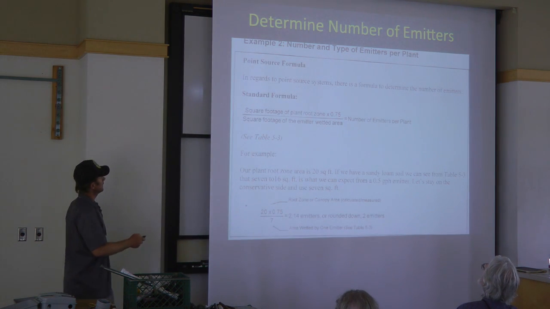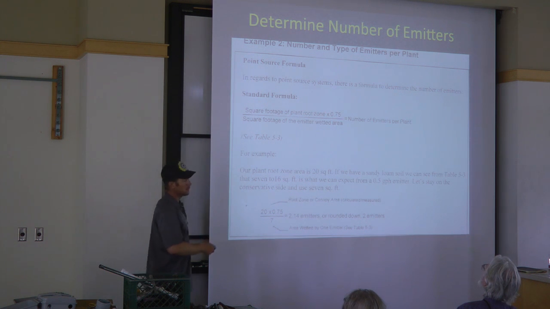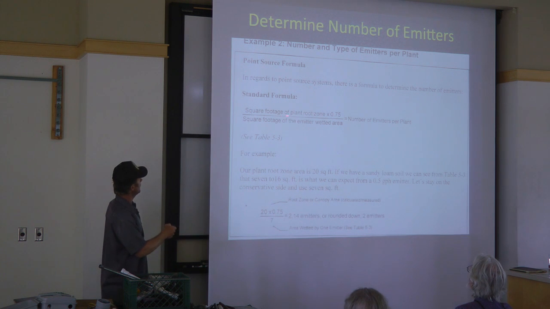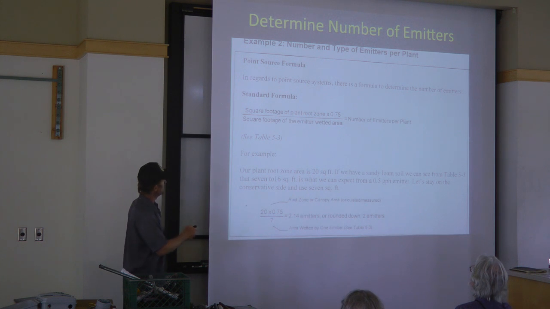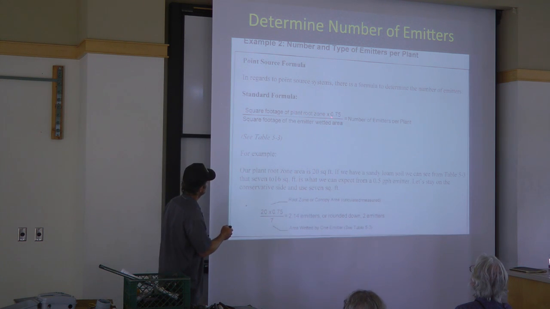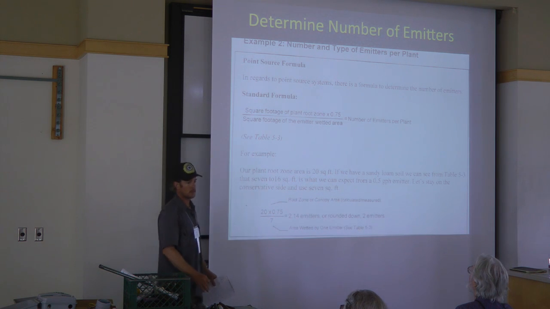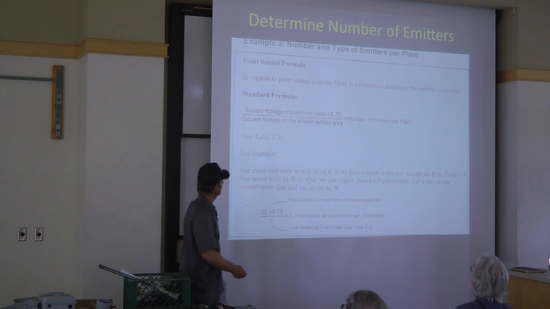How are we going to determine the number of emitters? We're going to take the square footage of the plant root zone. In this case, we call that the canopy. I know the plant root zone and the canopy don't match up exactly, but you know, we need to have some solid numbers here. So for the sake of this formula, we say that they're the same. So our canopy was 12.6, right? Times 0.75. We don't need to wet the whole area, right? 75% of it is more than sufficient.